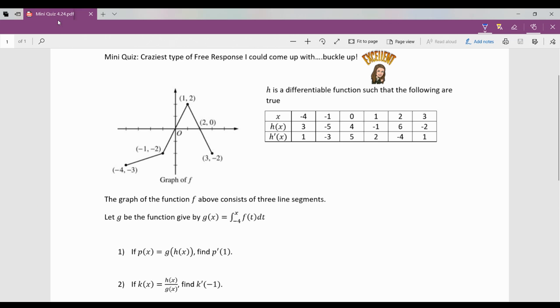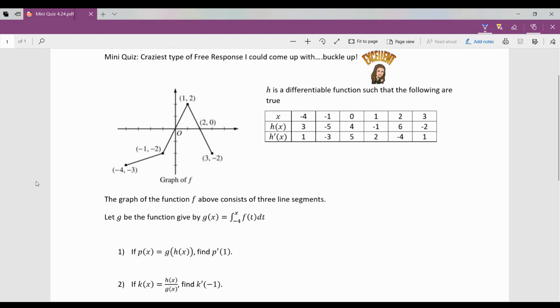We are going to go through the mini quiz from 424. This one is a really tough one because it covers a bunch of different concepts. Like I said, buckle up.